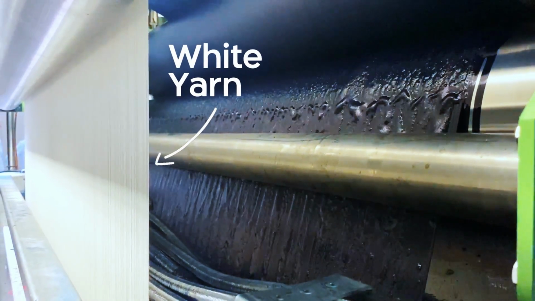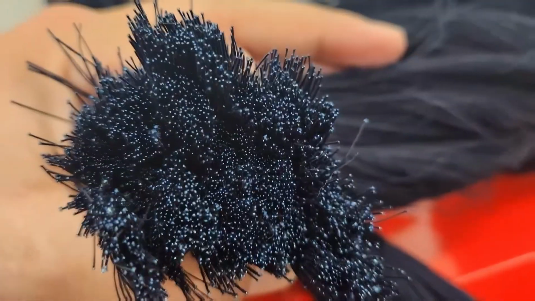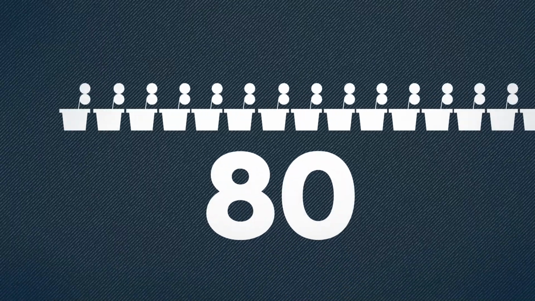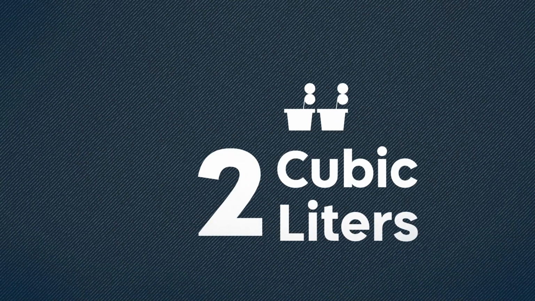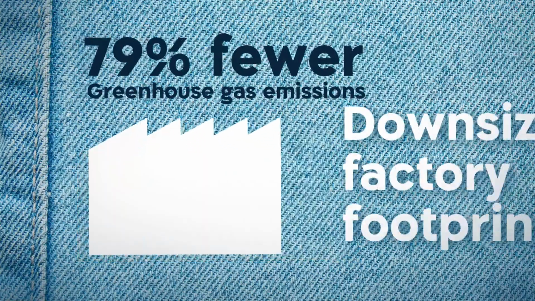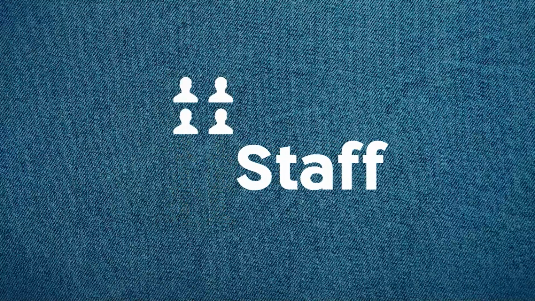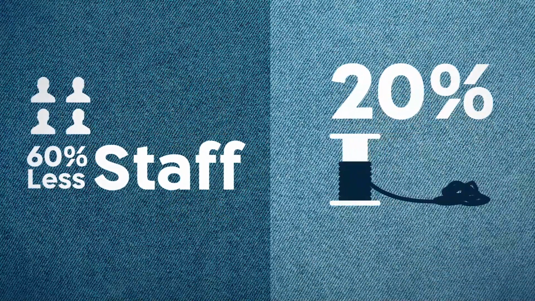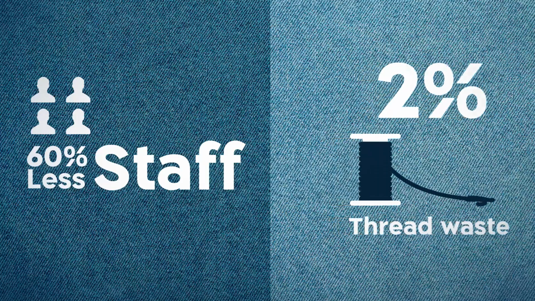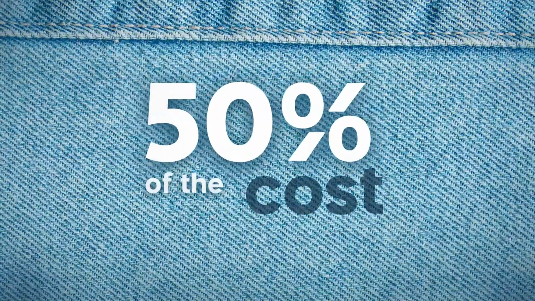White yarn enters one end and emerges on the other as a perfectly ring-dyed blue yarn. Sonovia's solution eliminates water waste and the use of toxic chemicals, dramatically reduces pollution, and downsizes your factory footprint. It shrinks staffing needs, cuts back on thread wastage, reduces overheads, doubles the dyeing speed, all while halving the cost.